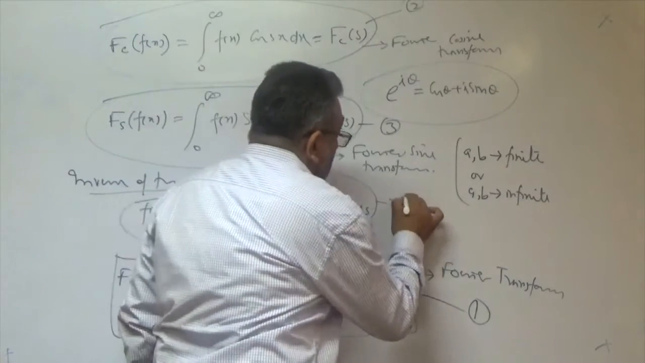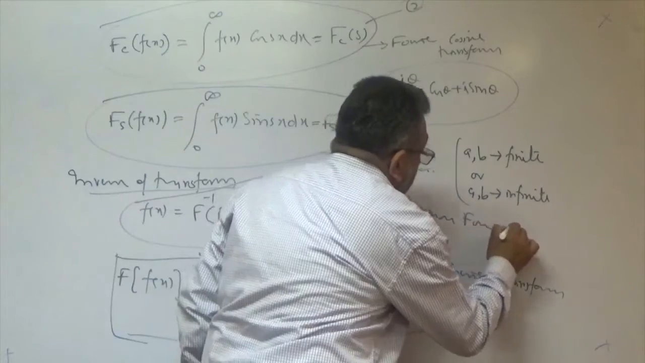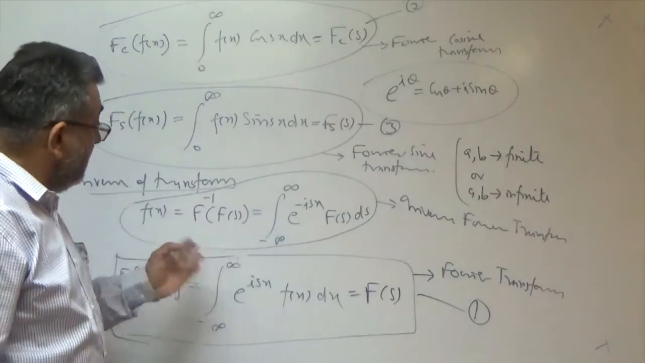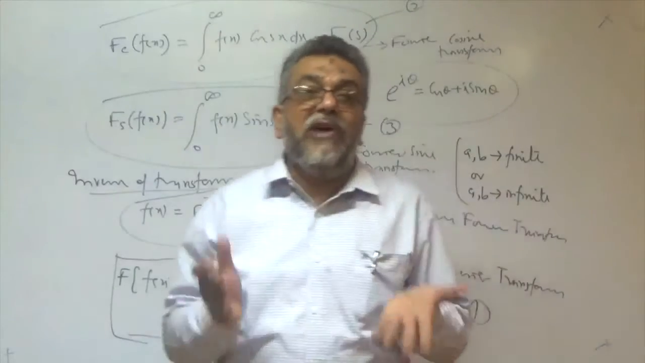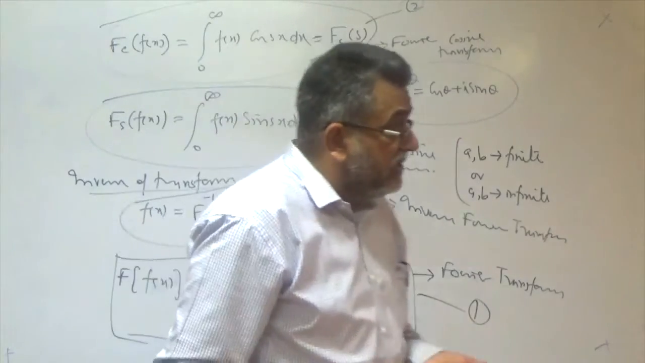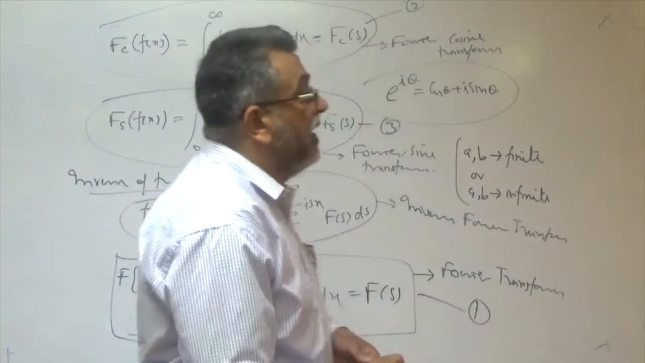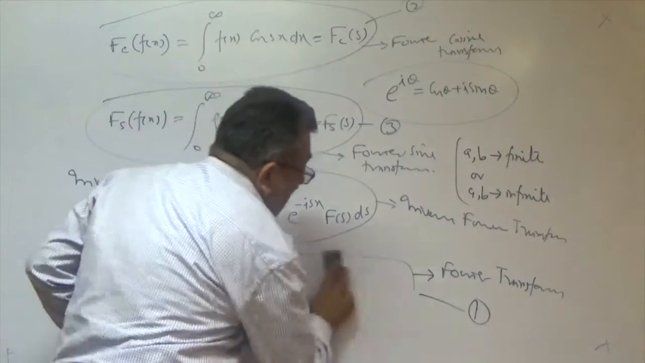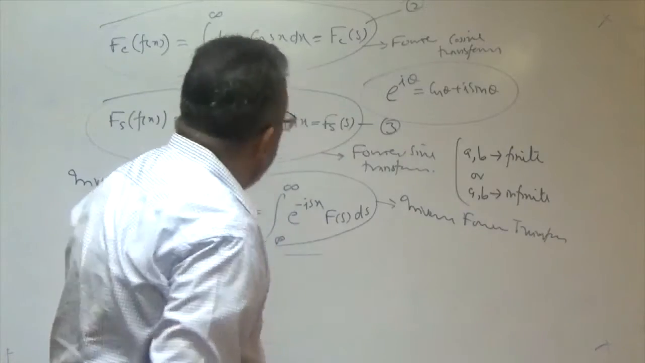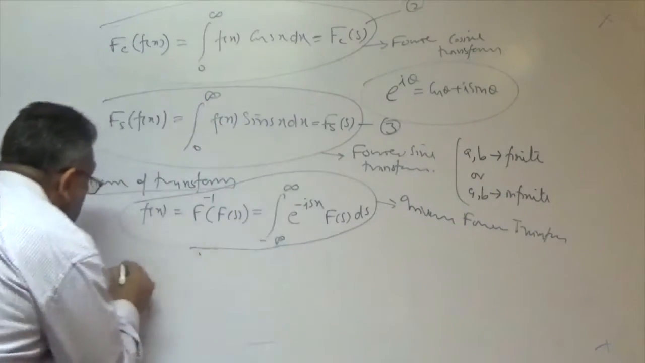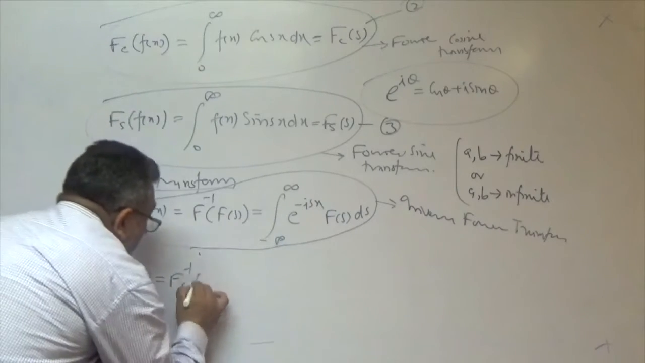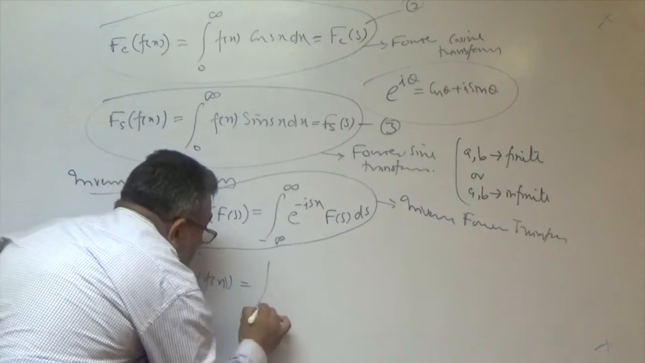This is actually the inverse Fourier transform. If you have the transform value, that is the capital F(s), and you have to find the inverse value, meaning the value of the original function, then by this formula we can find the value of that original function, and that is called the inverse Fourier transform. Similarly, you can define the inverse Fourier sine transform and inverse Fourier cosine transform. For the inverse Fourier cosine transform, by formula number 2, we can define f(x) equal to Fc inverse of Fc(s).